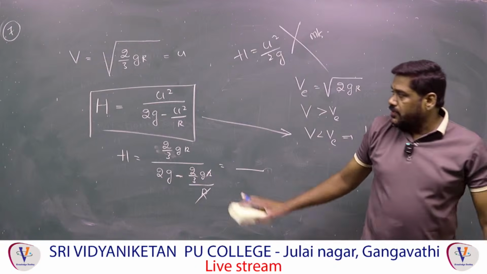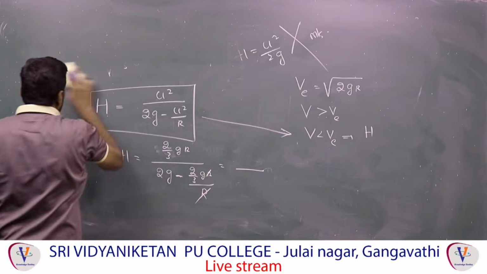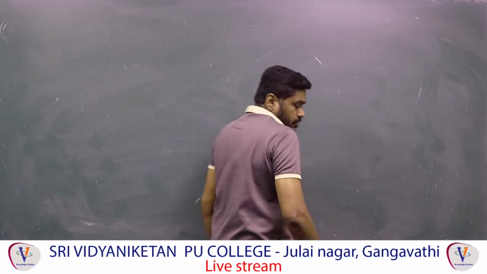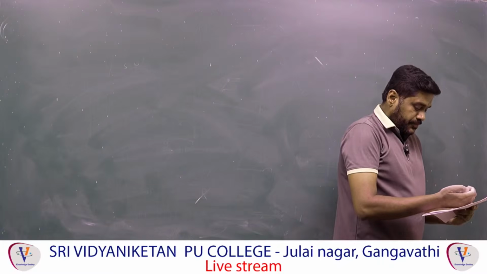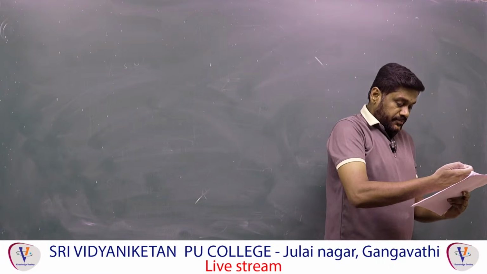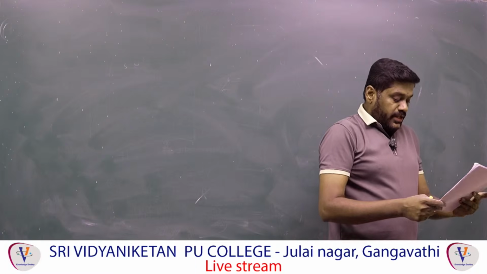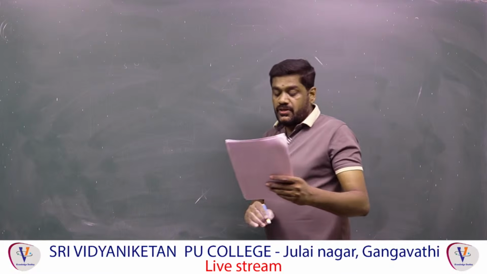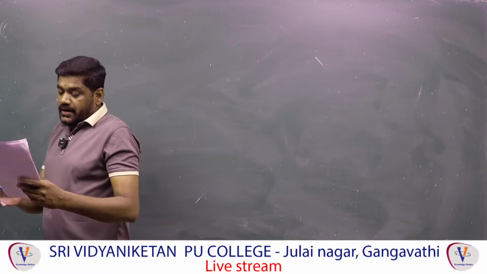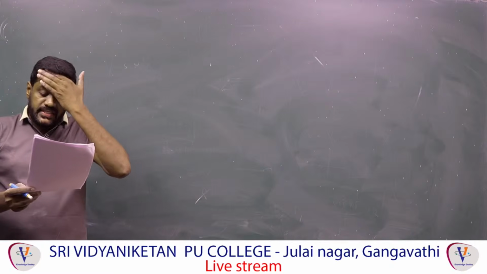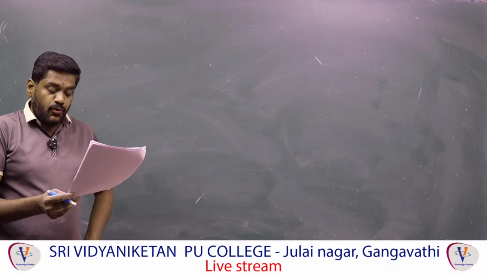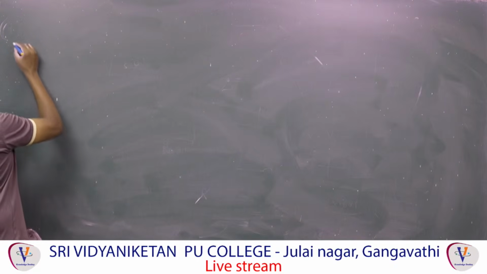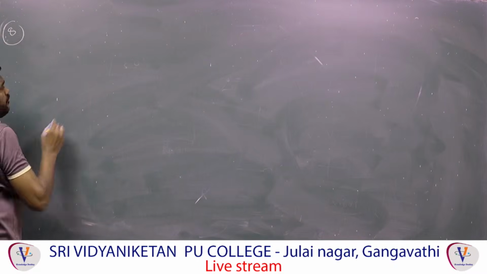Next, watch question number 8. A wire is stretched by 4 mm by a force of 1000 Newton. If another wire of same material and length but of twice the diameter is stretched by the same force, then the extension will be, they are asking. So that is the question. Now, what is the extension formula?